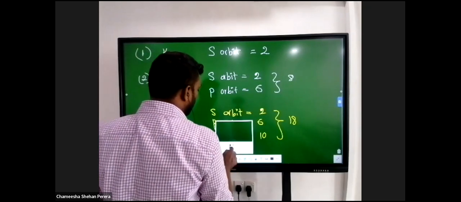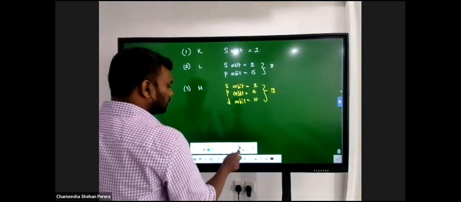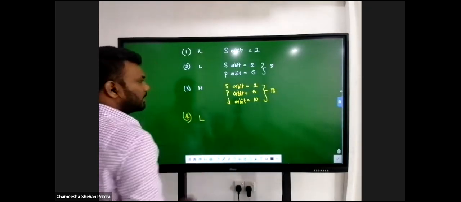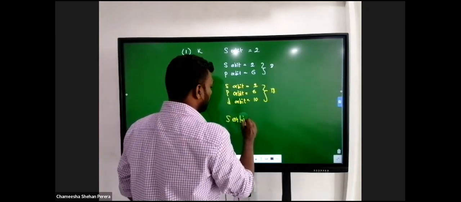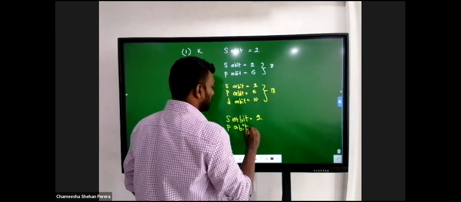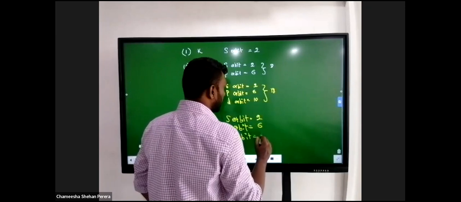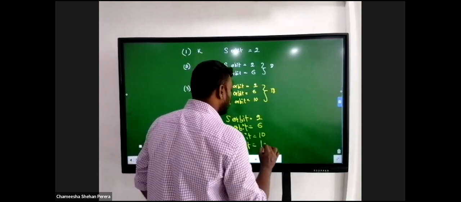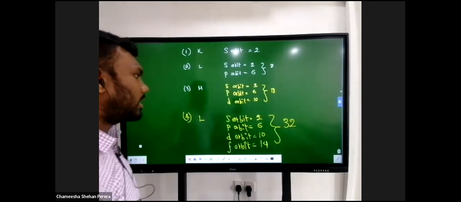And then if you talk about the fourth energy level, N is the fourth energy level. The fourth energy level contains an s orbit which could contain two electrons, a p orbit which can contain six electrons, a d orbit which contains 10 electrons, and an f orbit which consists of 14 electrons. All together this contains 32 electrons, right?